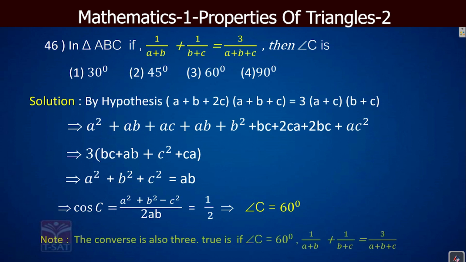See, I have given you a note. Any problem, I told you the converse is also true. That is, if angle C is equal to 60 degrees, then 1 by (A plus C) plus 1 by (B plus C) is equal to 3 by (A plus B plus C).